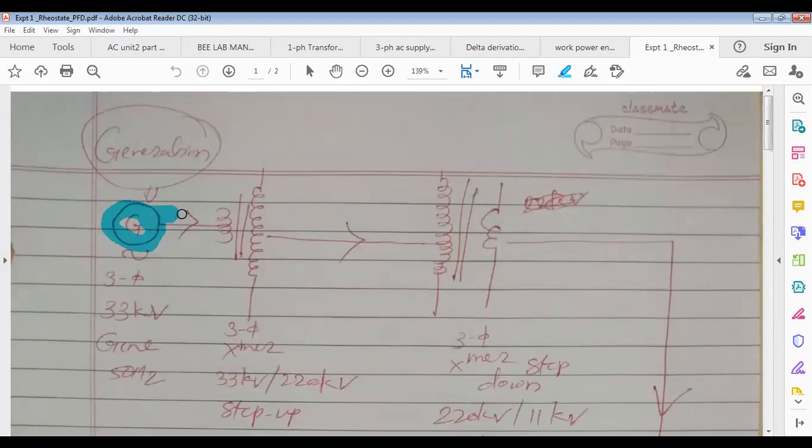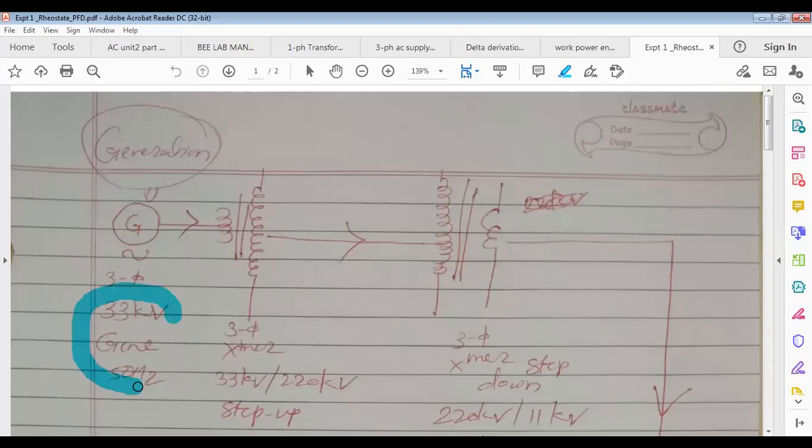And then from here they tap 3 terminals, R, Y, B and neutral. So consider this generator is generating voltage, generating electricity in the 3-phase form. What do I mean by 3-phase and single-phase AC supply? Just listen, so it will be clear to you.